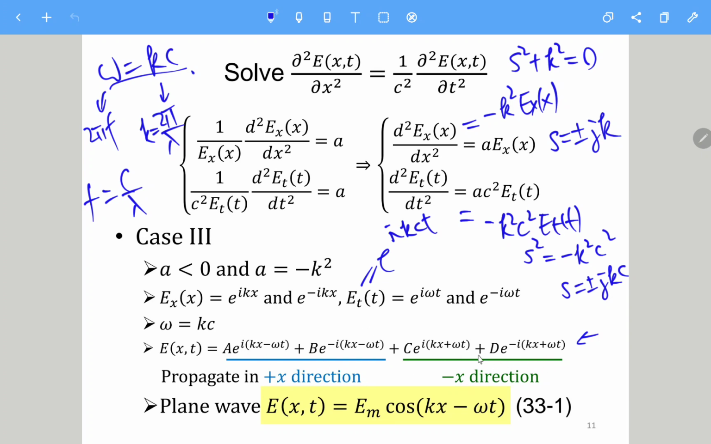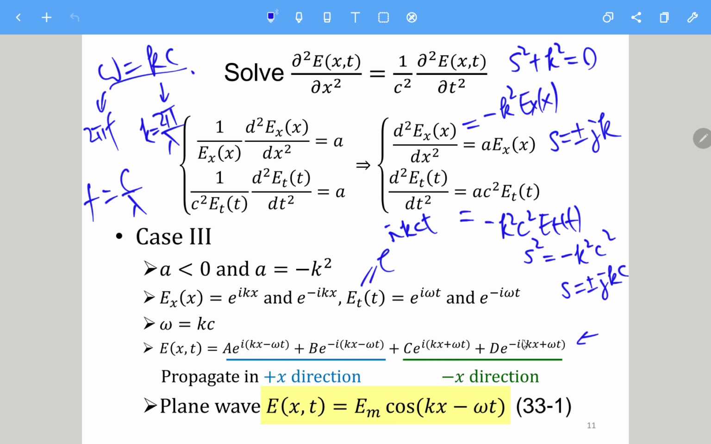And then this one is propagating in the negative x-axis, because you can simply imagine, if this is a constant, then if x is increasing, t is also increasing, which means it propagates in the positive x direction. This is positive, this is positive. So if t is increasing, x should be increasing to keep this term constant. So this is propagating in the negative x-axis.